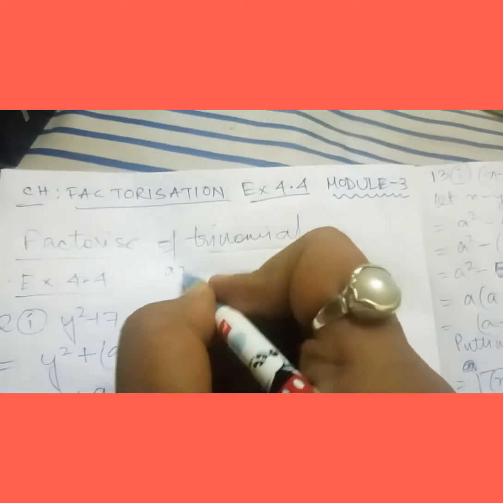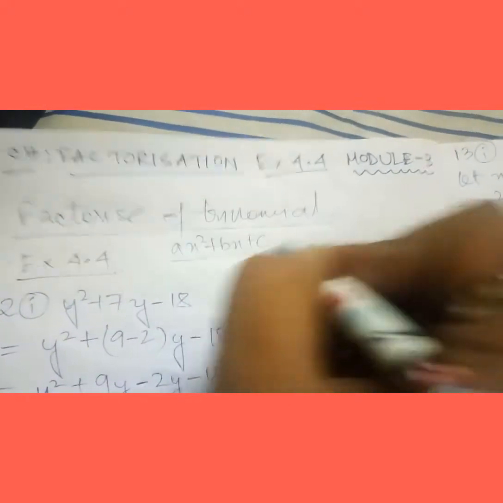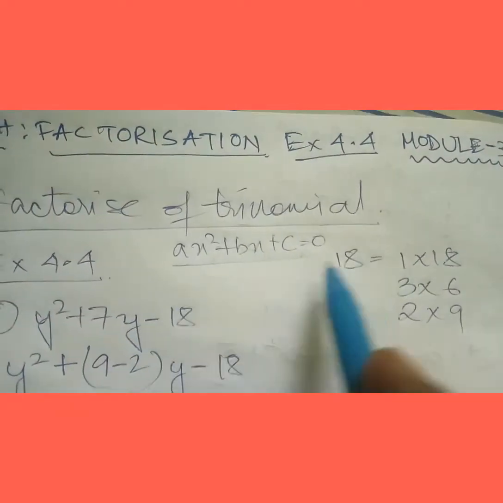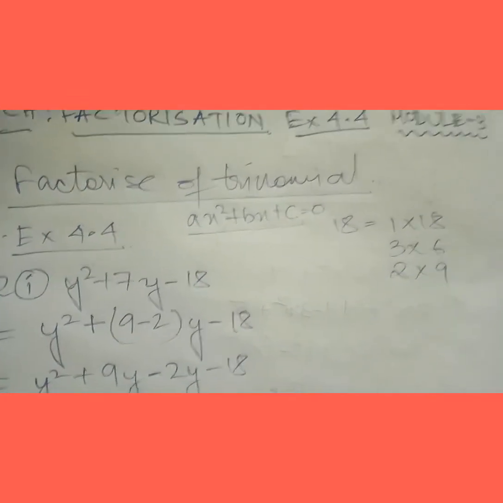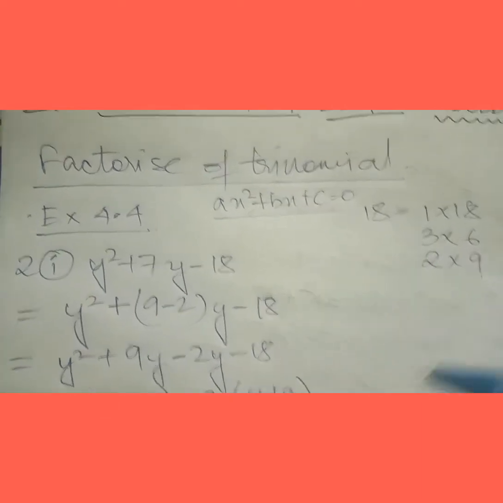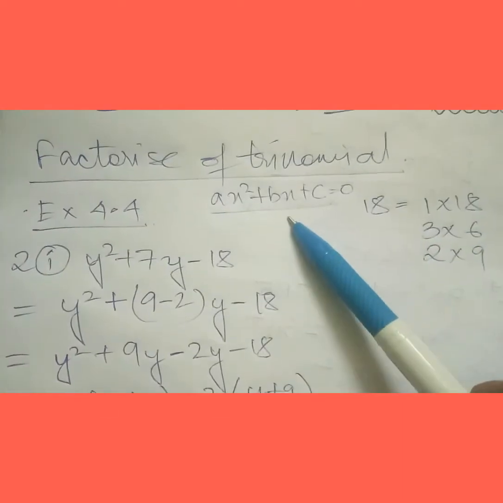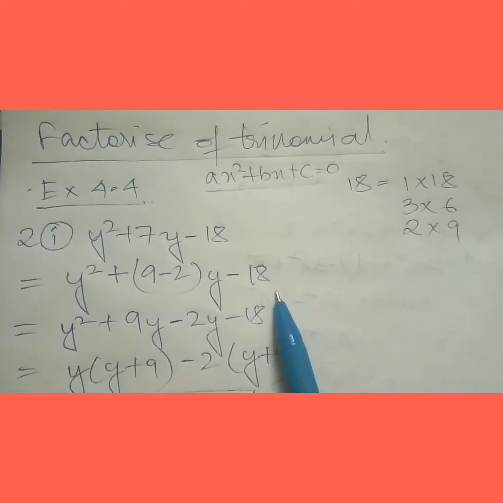Today, see what I've done, that exercise 4.4, the factorization of trinomials. This is basically the form of ax square plus bx plus c. This is the form equal to 0. Actually, this is the form of a quadratic equation. In the higher classes, that means in class 9 and 10, you will be doing this part. Now, this is a middle term factorization, which we have done in class 8 also.